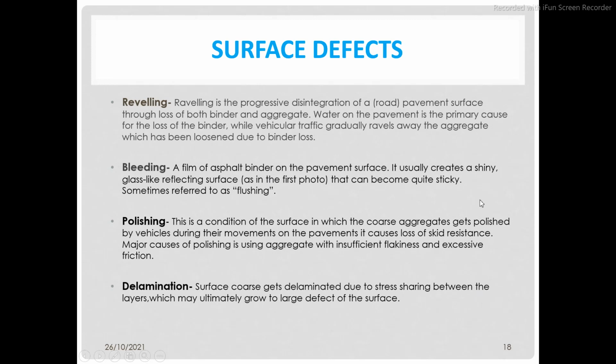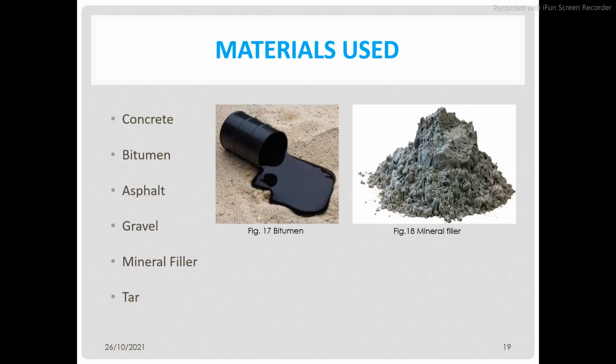Now we are going to talk about the various materials that are used in the construction of pavements. The commonly used types of material in the construction of pavements include concrete, bitumen, asphalt, gravel, mineral fillers, and tar.